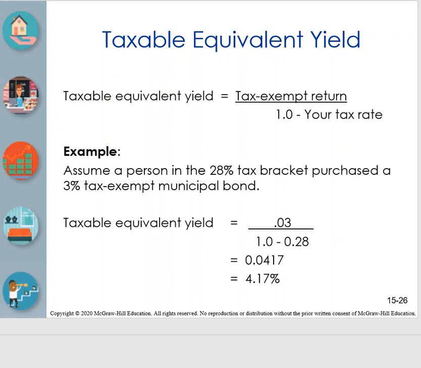So let's take a look. Your tax exempt return is 3%. That's the interest you're not going to pay tax on. That's your numerator. Your denominator is 1 minus your tax rate. Well, we know you're in a 28% tax rate. So we take 0.03 in the numerator. The denominator is 1 minus 0.28. And so the taxable equivalent yield is 4.17%. So in essence, that's how much interest you're really making on it because you're not paying tax on the interest.